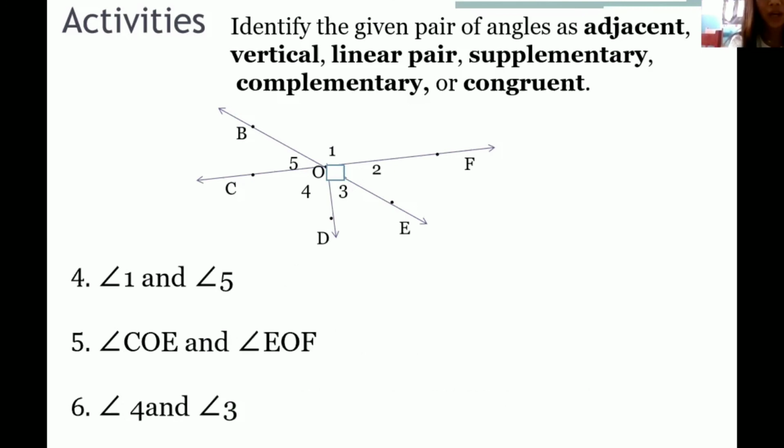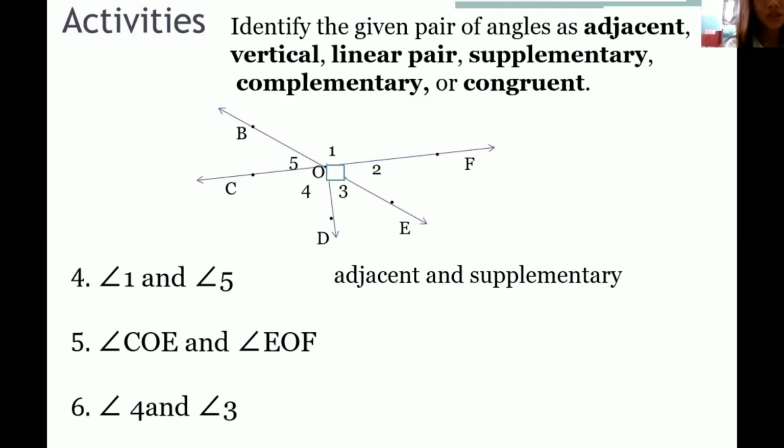Next, angle 1 and angle 5. Where is angle 1 and angle 5? Okay, they are adjacent because they have a common side, which is side OB, and supplementary because again this is a straight line and measures 180 degrees. It is divided into segments, but still angle 1 and angle 5 together equal 180 degrees, so they form a straight line. And also a linear pair.